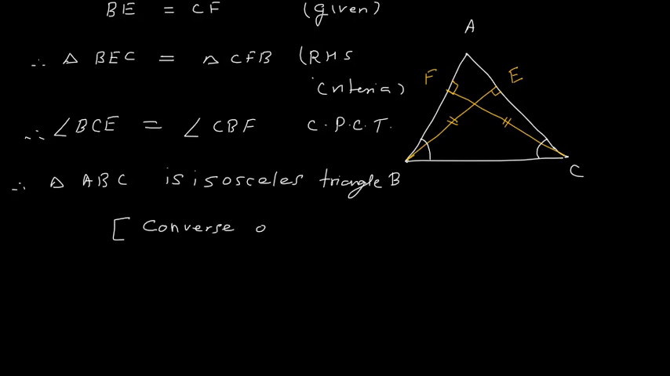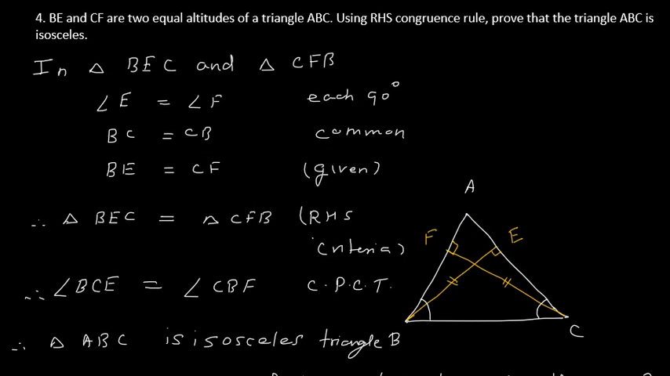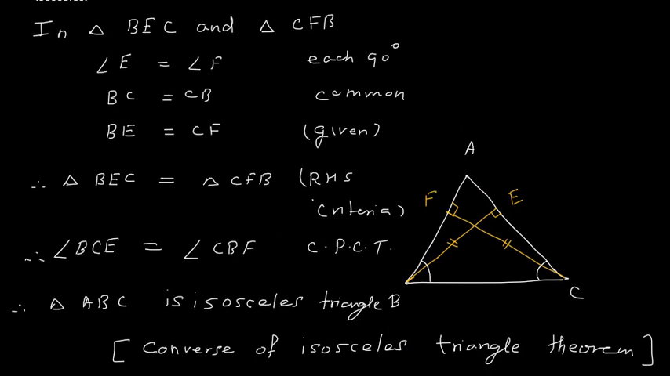You can add one more line, that you can show here that the side opposite to angle C, AB, is equal to AC, and therefore it is an isosceles triangle, right? So this is how you can prove that this triangle ABC is an isosceles triangle.